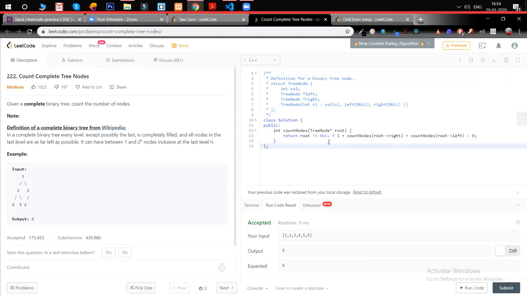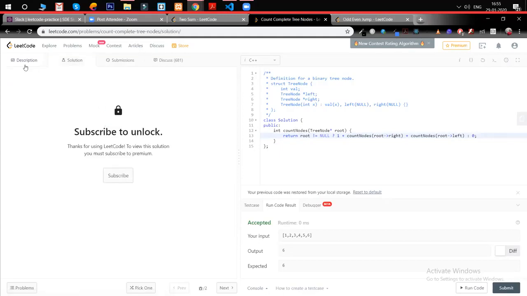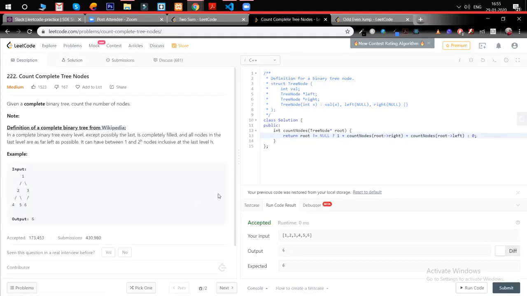I just did it in a recursive way. If the root is not equal to null, then I add 1 to the count of nodes, and then I add root dot right plus root dot left. It's just a recursive call, and I got an AC out of it. I don't know why it is called complete tree count, because it is simply counting the number of nodes. I haven't used the property of a complete binary tree here. Exactly, I just did a normal count of nodes.